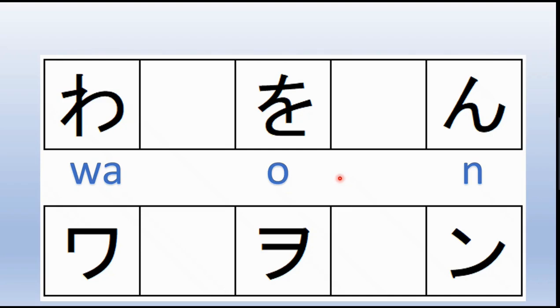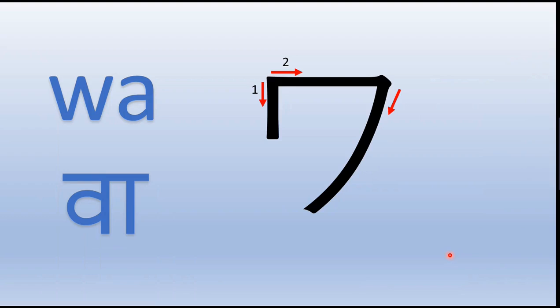And then we have the final ones in the gojuon section, wa, o, and n. So this is wa in katakana, this is o, and this is n. How do we write this wa? There are two strokes in wa. The first one is this short vertical segment, and then this second stroke horizontal and continuing like this till here.